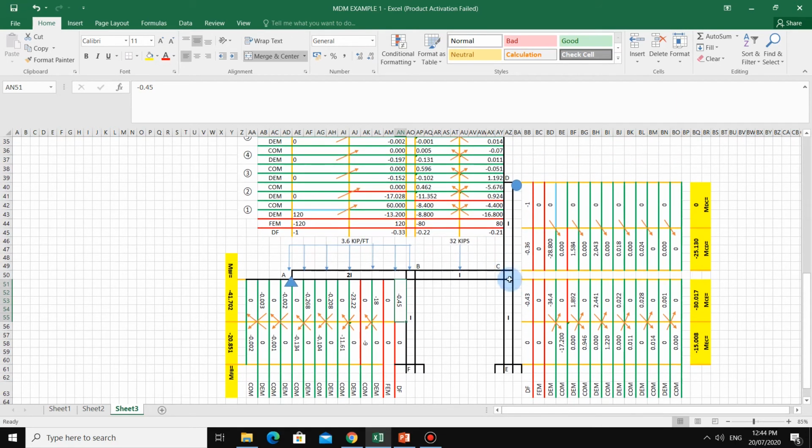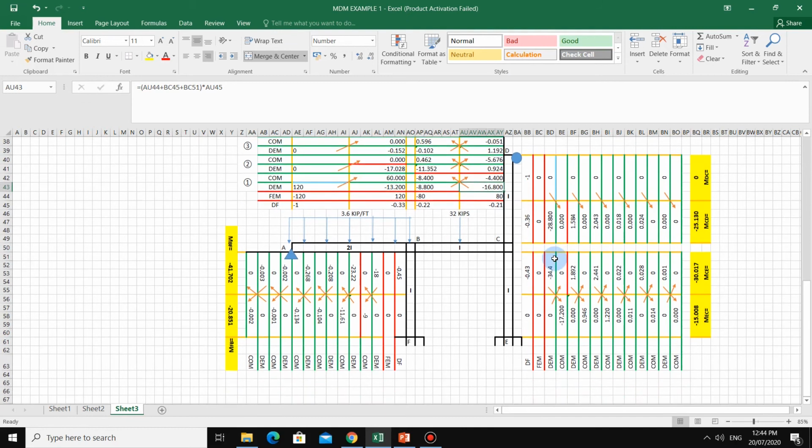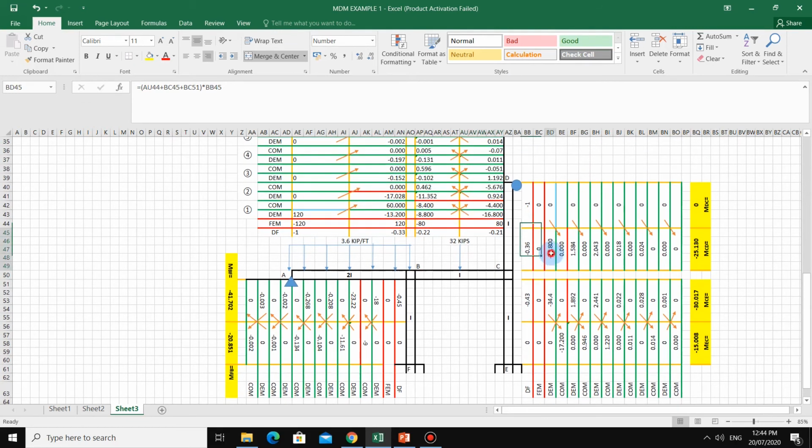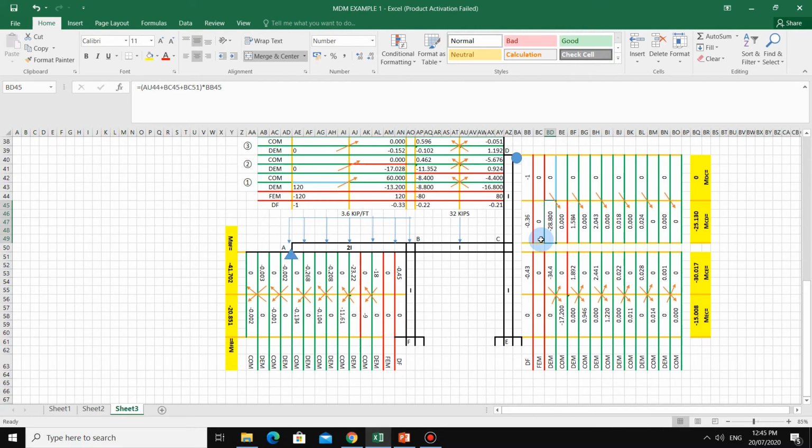How about at joint C? Okay, joint C, so this is from the FEM of CB, so it is 80, FEM of CD, which is 0, and FEM of CE, which is also 0. Okay, then times the distribution factor, negative 0.21. So that is for CB, guys. How about for CD? Okay, so you should really arrange it accordingly, guys, for you to not be confused with the arrangements.